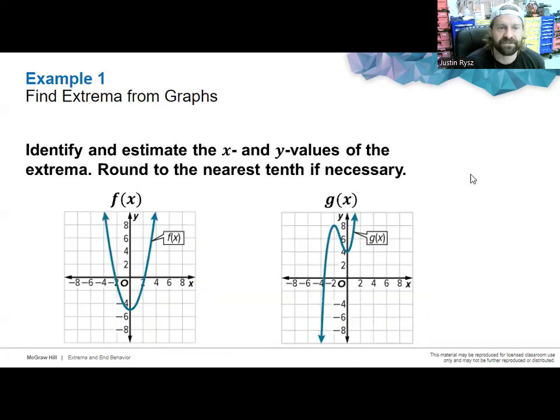All right, here what we're going to do is try to identify the extrema and estimate the x and y values. If we look at these functions, go ahead and pause, jump right into this and see if you got this.